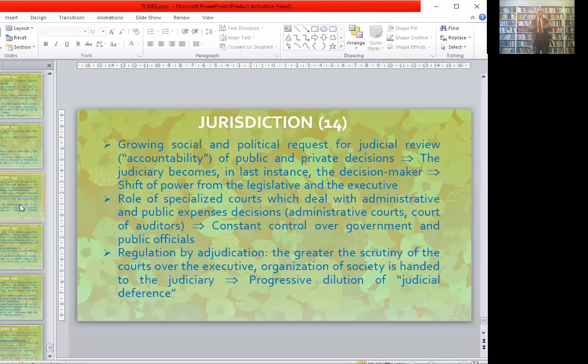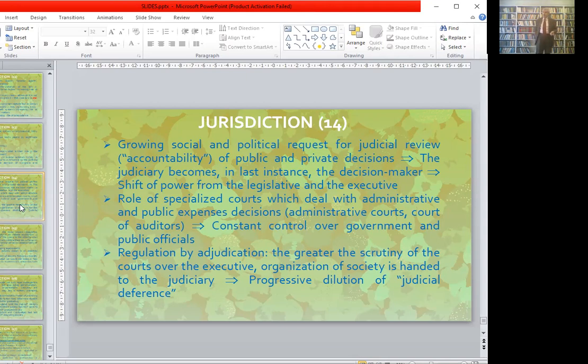They should respond. They should follow certain social needs. They should work not only for the profit of the shareholders, but also in the interest of society. So just to point out that this notion of accountability is expanded, and therefore this brings again a greater role of the judiciary. So the judiciary becomes, in last instance, the decision maker, and therefore we have a shift of power from the legislative power and the executive power towards the judiciary. So when we say there should be judicial review, we are somehow saying that the judiciary should have more power in the separation of powers.